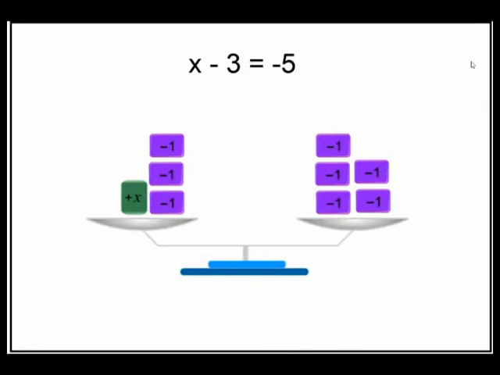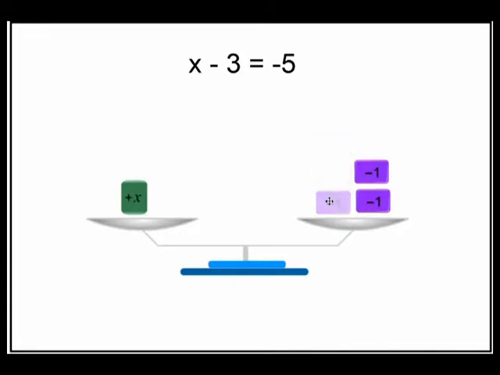Here I've modelled the equation x minus 3 equals negative 5. Once again I can remove similar things from both sides of the equation. I'm trying to get the x by itself. So I'm going to remove 3 negatives from the side with the x. Now it's by itself. And then to keep the equation balanced, I also need to remove 3 negatives from the other side of the equation. This gives me the answer, x equals negative 2.